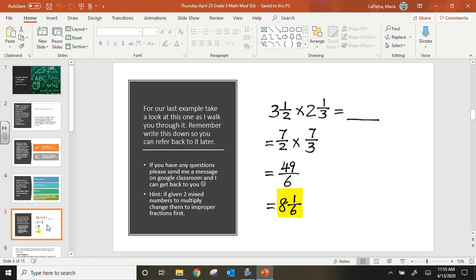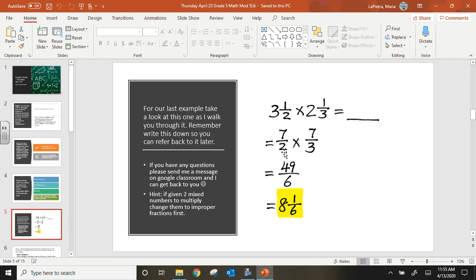For our last example, take a look at this one as I walk you through it. Remember, write this down so you can refer back to it later, or you could come back to this video if you like. Okay, take a look at this. So remember, if you're given 2 mixed numbers to multiply, you have to change them to improper fractions first. So let's do that. 3 1/2 turned into 7/2.